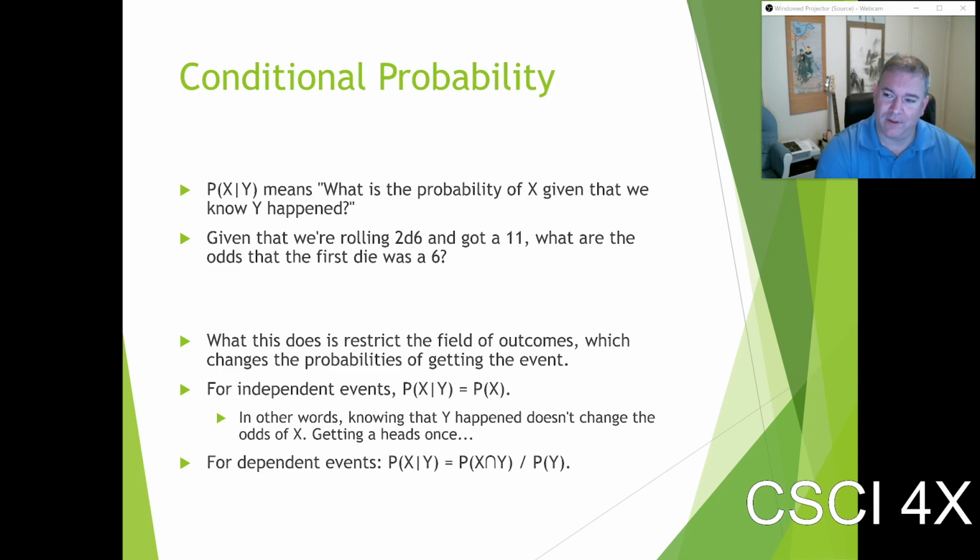So, with conditional probability, it means you're going to modify the odds that something happened with additional information. So, for example, if we rolled 2d6, the odds of getting a 6 on the second die is 1 out of 6, right? It's a fair die, let's say. If you roll 2d6, what are the odds you get a 6 on the second die? 1 out of 6. Now, let's say I roll 2d6. And I roll it, and I'm like, oh, I got an 11. What are the odds now that I got a 6 on the second die?